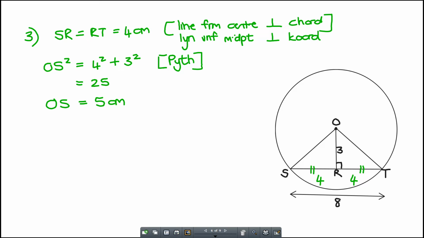Kyk, OS is radius, nee, jy kon as jy wou, maar dit was nie nodig, hierdie sou voldoende gewees het. Jy kon gesê het OS is gelyk aan OT is gelyk aan 5 cm. Of as jy net wil sê radius is gelyk aan 5 cm ook, ja. Solank jy met een van jou radiusse gewerk het. So jy sou kon OT ook uitwerk en dit sou ook voldoende gewees het.